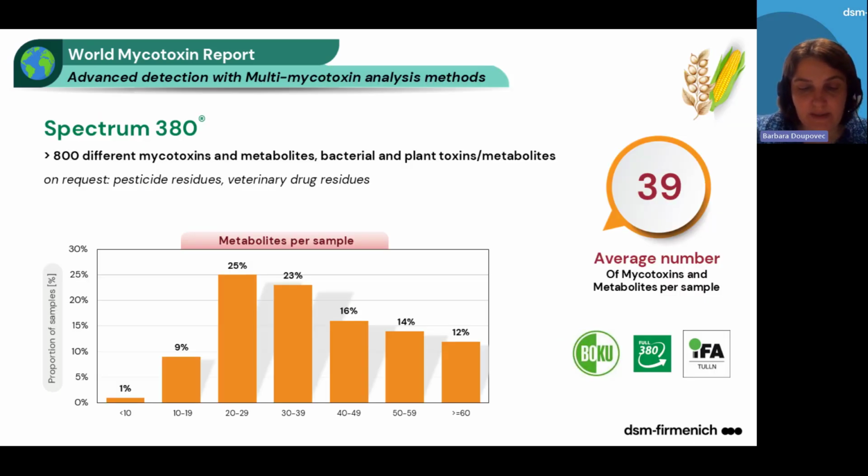Another available method is the Spectrum 380 method. This is a research method conducted at the university, detecting more than 800 different mycotoxins and metabolites, as well as bacterial and plant toxins and metabolites. And here, in this figure, there is an overview of how many metabolites are found per sample. And we see that almost half of the samples contain between 20 and 39 different mycotoxins, and the average number of all mycotoxins and metabolites per sample was 39.